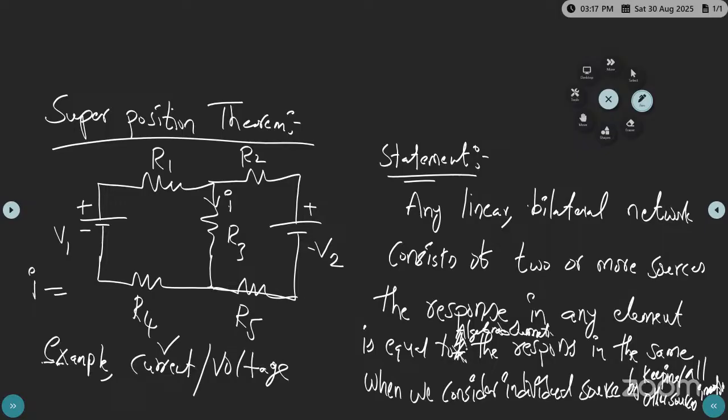So I repeat the same. In any linear bilateral network consisting of two or more sources, the response in any element is equal to the algebraic summation of the response in the same element when we consider an individual source by keeping all other sources inactive. Yes, the same thing I have written here. If you are unable to understand this, I will explain this statement in terms of a problem.